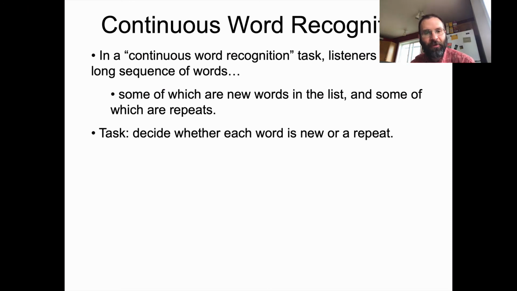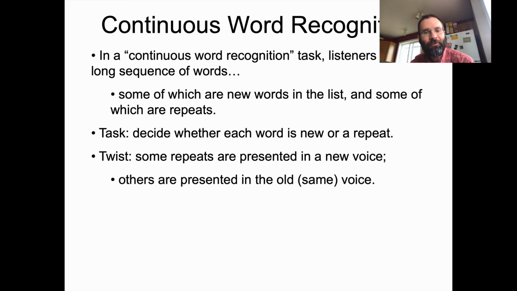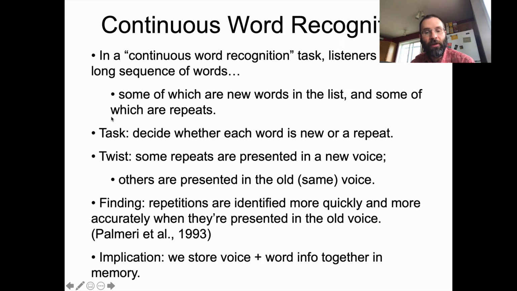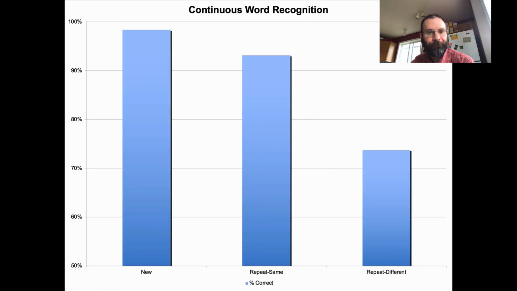So this recaps what I just said. Some words were presented in a new voice, others were presented in the old, same voice. This was originally found by a group of researchers named Palmeri et al. back in the early 90s. Repetitions are identified more quickly and more accurately when they're presented in an old voice, the original voice that the word was presented in. The implication is that you are storing voice and word information together in memory, and you will do better at recognizing that token when you get both of these elements together, rather than in a more abstract form, when you hear it from a different speaker.